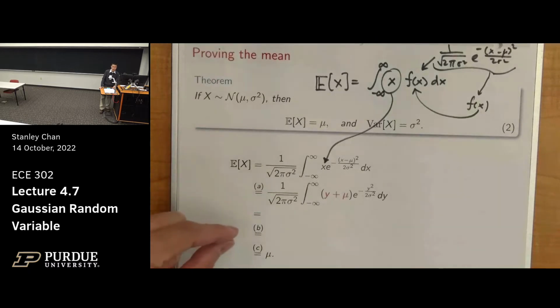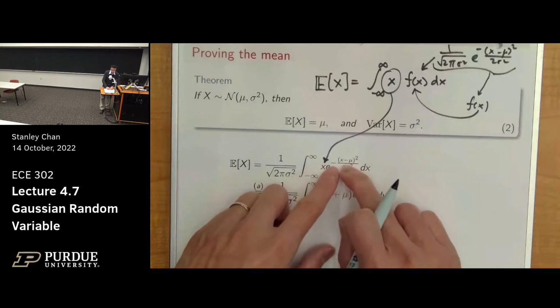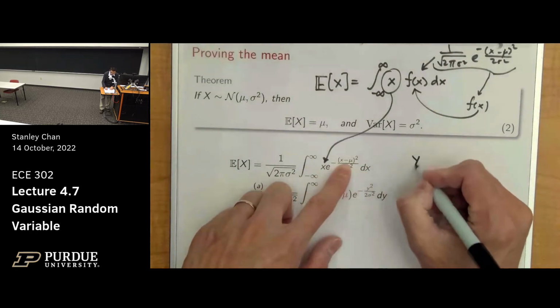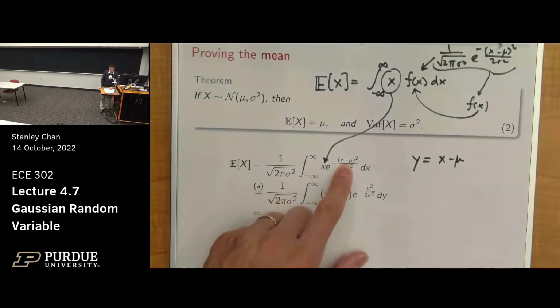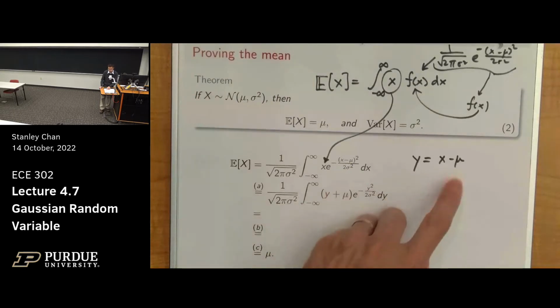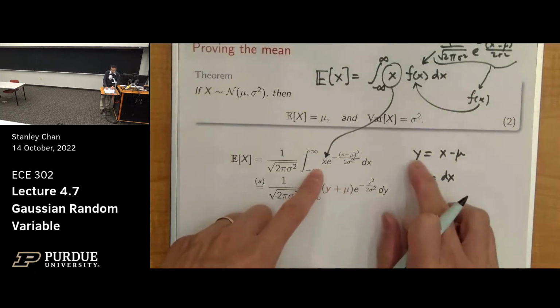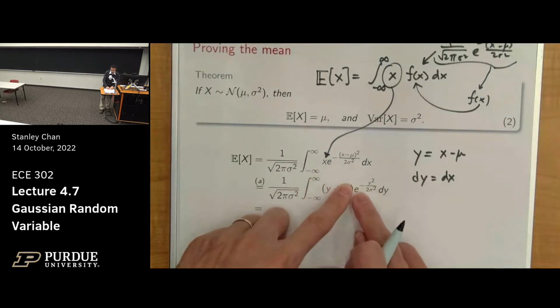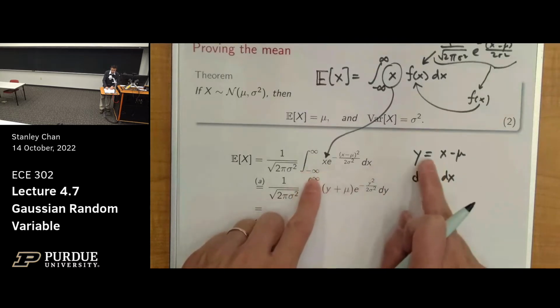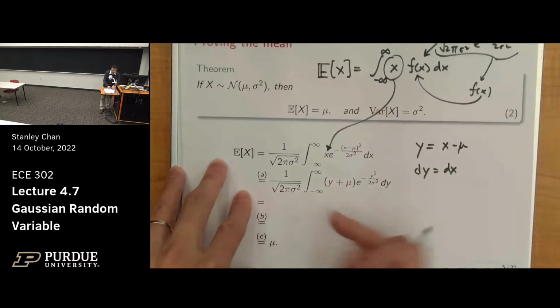Now, the next step is a very important one. We are going to shift this x minus mu to center at 0 by letting y equal x minus mu. So this is a substitution where we let y equal x minus mu, and therefore dy will equal dx. And because we have substituted y equals x minus mu, my exponential will become e to the power minus y squared divided by 2 sigma squared. And this x will become y plus mu. The constant will, of course, stay as is.